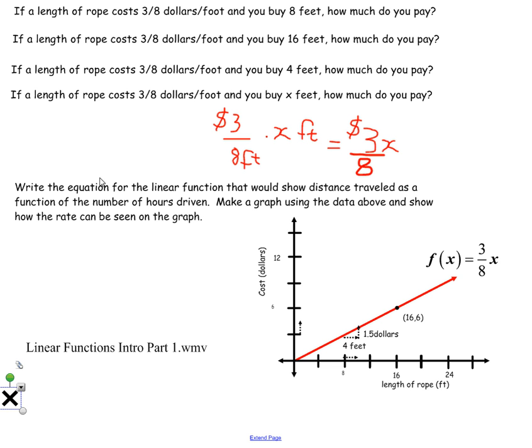If we have 3/8 of a dollar per foot, or $3 for every 8 feet of rope, then we can actually recognize 3/8 of a dollar per foot is the rate. The slope of the line is 3/8, and the function is f of x equals 3/8 x, keeping in mind that x is the feet of rope. This is dollars per foot, and that converts everything into dollars for the function.